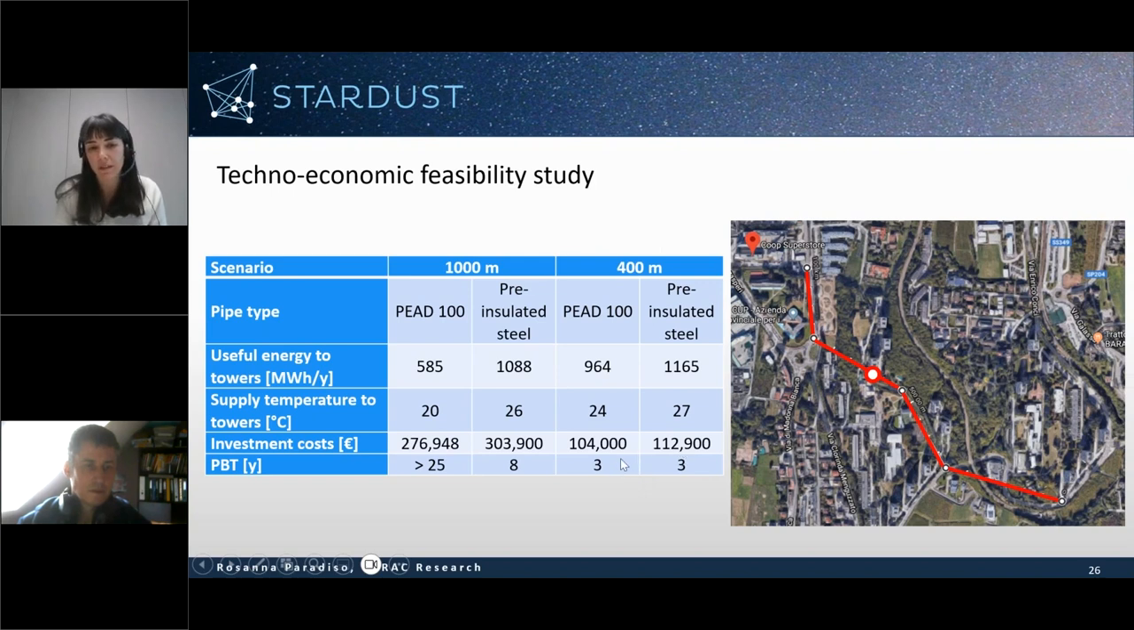In both cases, even with PAD pipes and with pre-insulated steel pipes. So the distance could positively influence the investment costs independently from the type of pipe that is used. So that's all from my side.